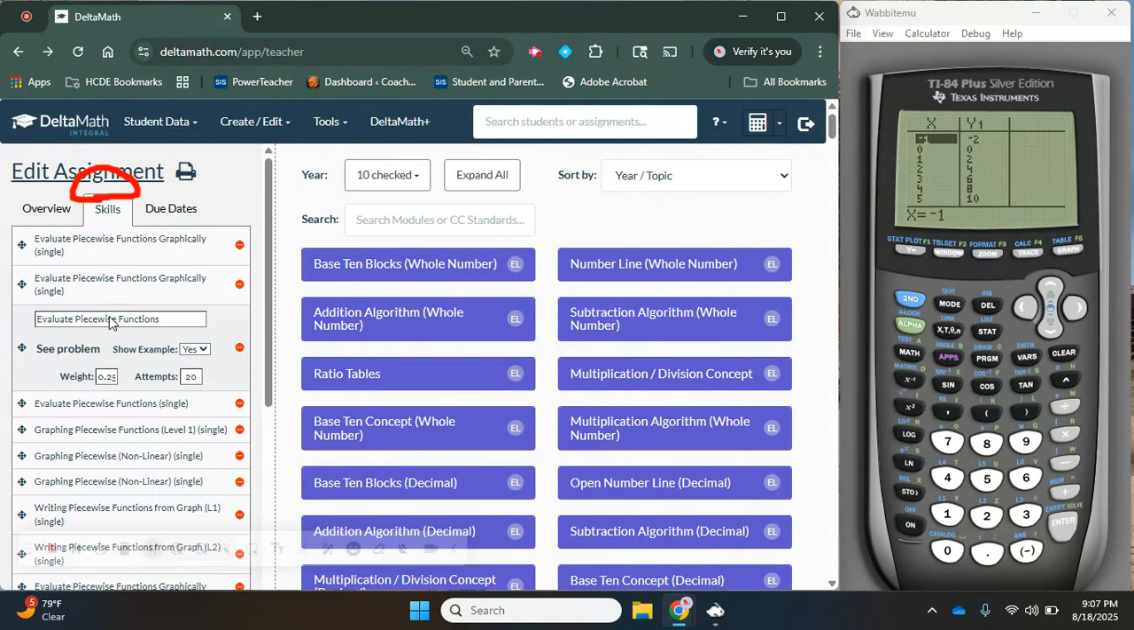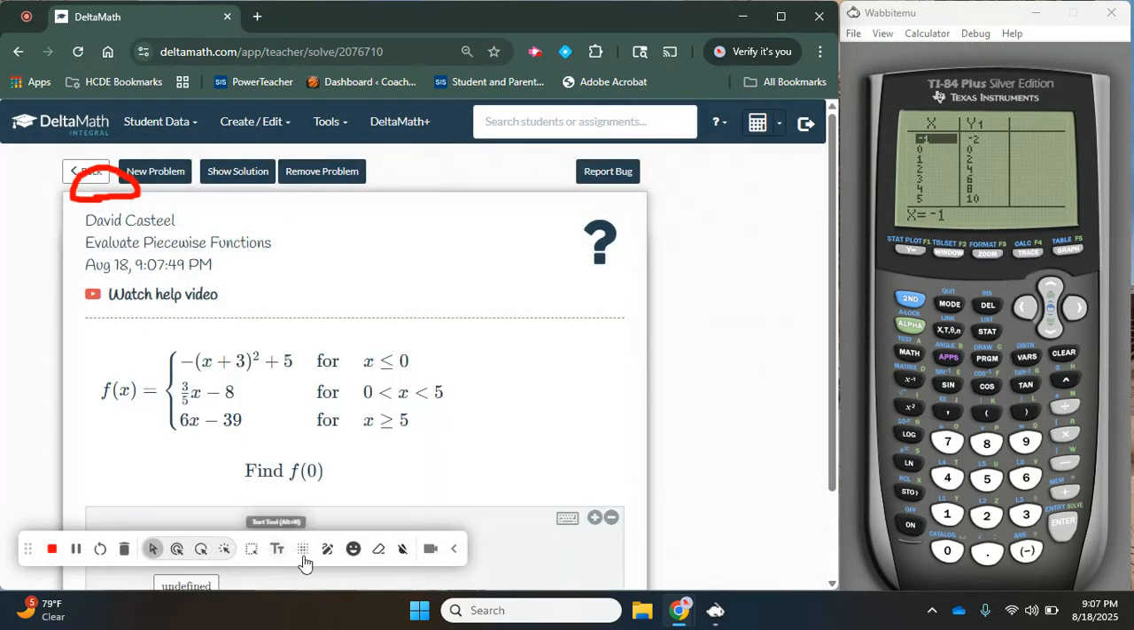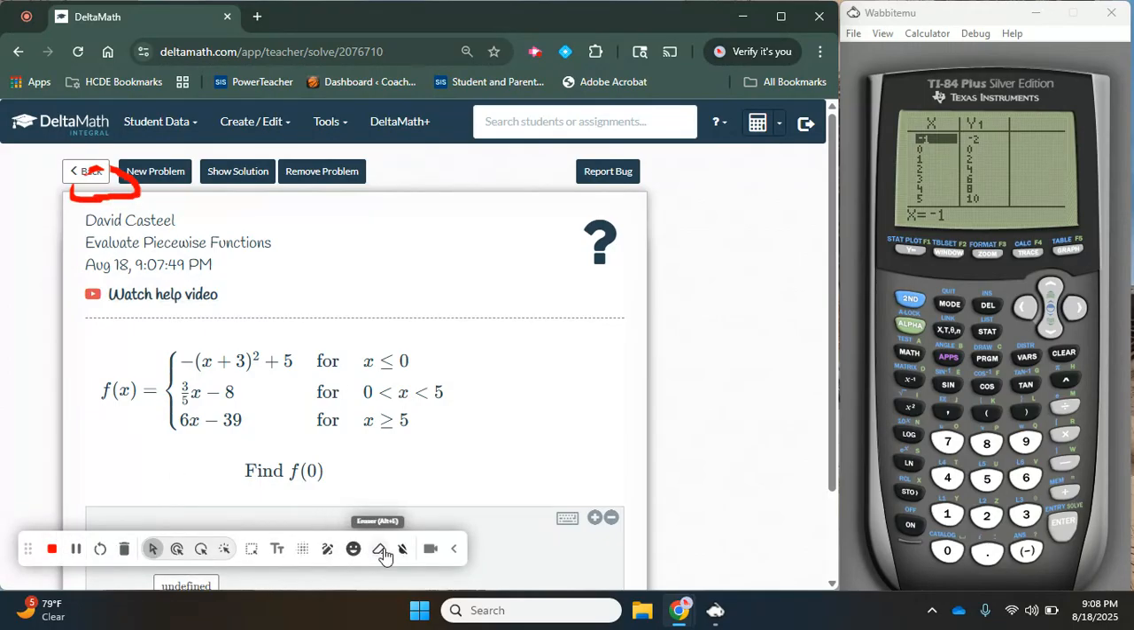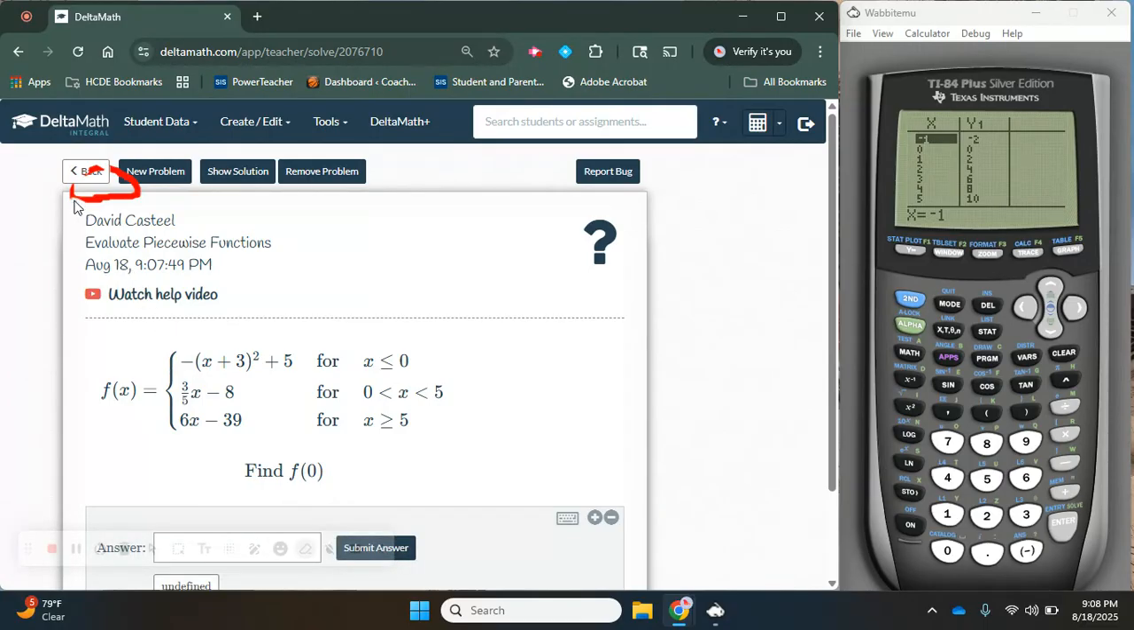All right, let's take a look at another one of those. Evaluating a piecewise function. So we're evaluating a piecewise function for f of 0.